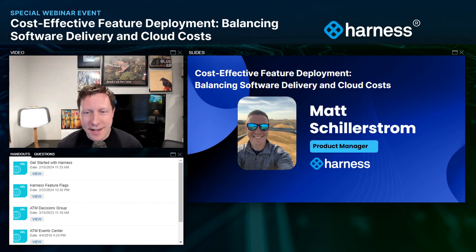All right. Hey, everybody. So my name is Matt Schillerstrom. As Scott was saying, I'm a product manager at Harness, the modern software delivery solution. At Harness, we do CI, CD, continuous integration, continuous delivery, but we also do feature flags, chaos engineering, internal developer platform, and a whole bunch of other things. But today I want to talk to you about feature deployment and balancing software delivery and cloud costs.